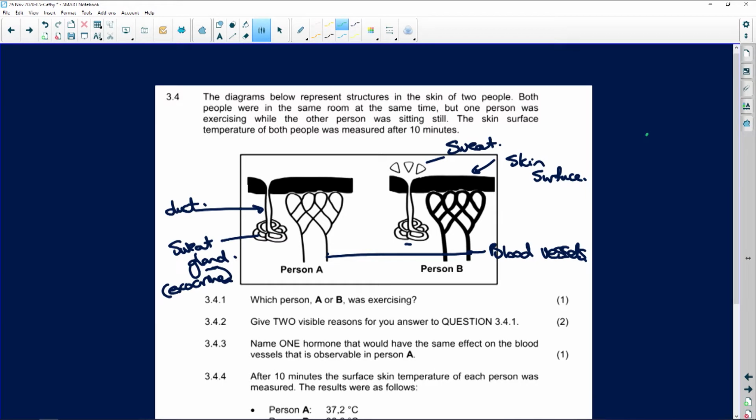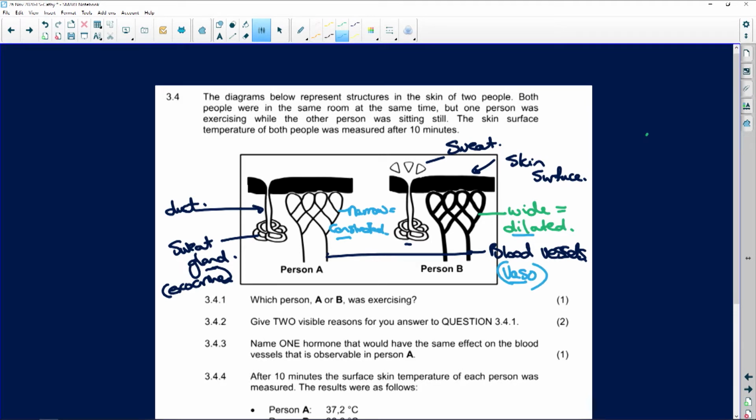Now, these blood vessels are big, they're wide. And if they're wide, it means that they are dilated. And these are narrow, or blue. Narrow, which means that they are constricted. So, when we talk about blood vessels, we talk about vaso. So, we say they are vasodilated or vasoconstricted. Vaso means blood vessels.